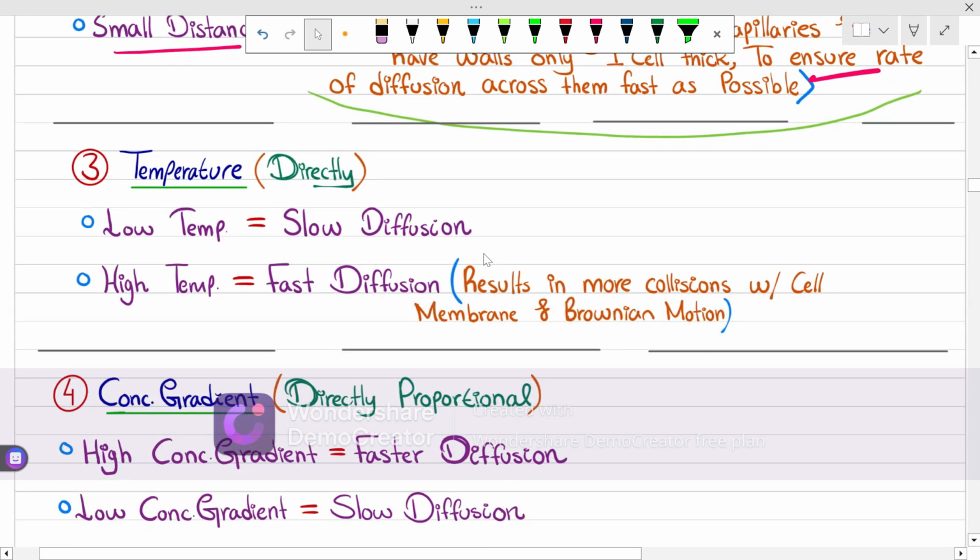The third factor affecting diffusion is temperature, directly proportional. Low temperature is equal to slow diffusion, high temperature is equal to fast diffusion, because high temperature results in more collisions with the cell's membrane and Brownian motion, which increases the kinetic energy of the cell, allowing for faster and more efficient diffusion.